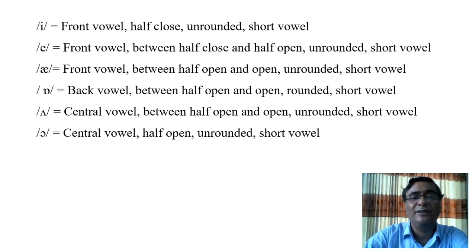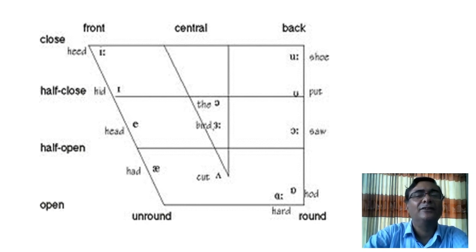Now let's go to the diagram again. And where do we find it? Here. So what have we noticed by this time? It's unrounded. It's between half closed and half open. Look at the diagram. And produced in the front part of the vocal tract. So that's why I'm telling you to remember this diagram.